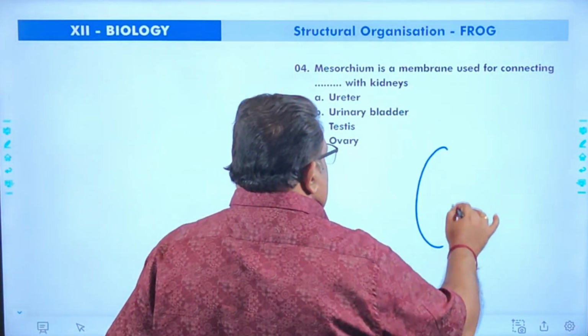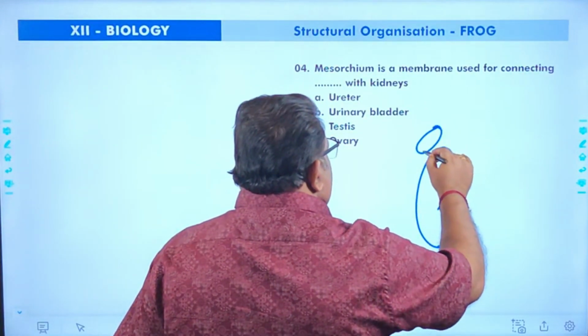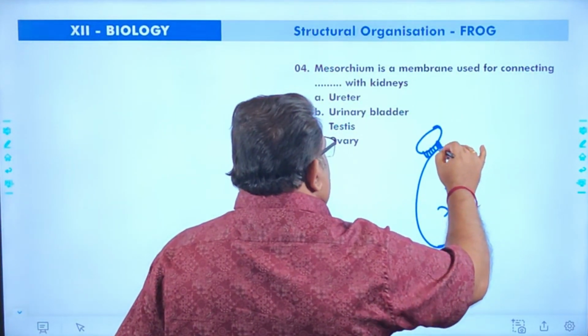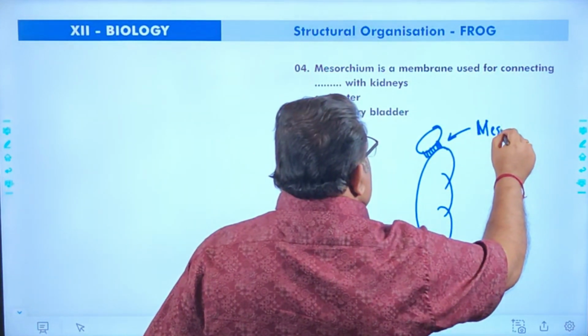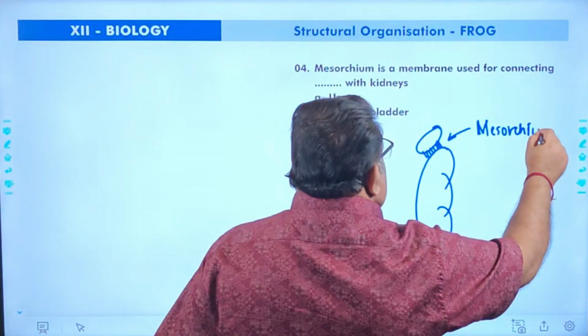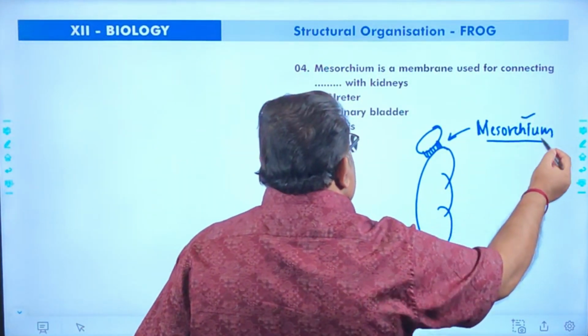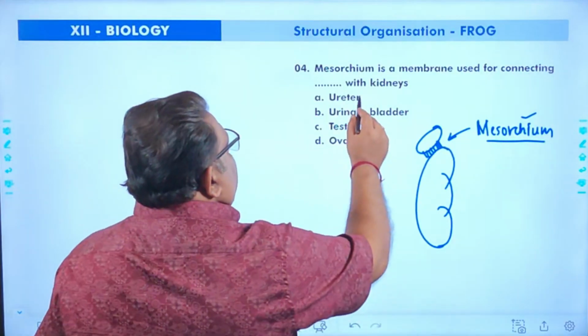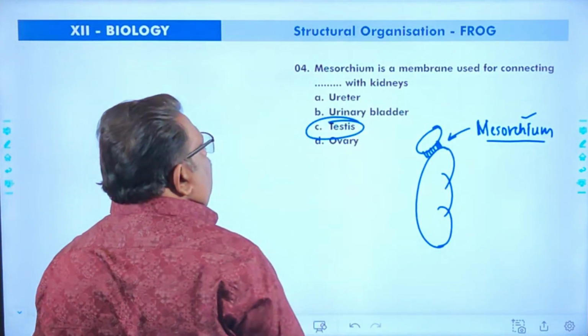Suppose this is the kidney. Here comes the testis. The testis will be attached to the kidney by means of a membrane. That membrane is called mesorchium. Orchid refers to testis. Okay, so mesorchium is a membrane used for connecting testis with the kidney.